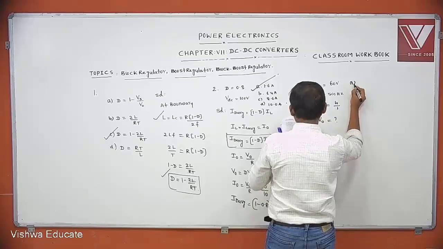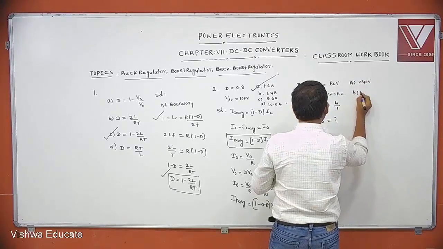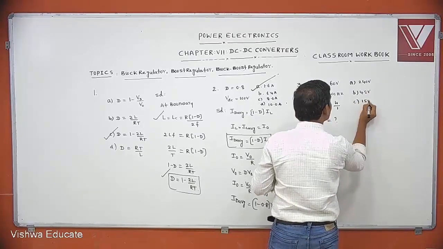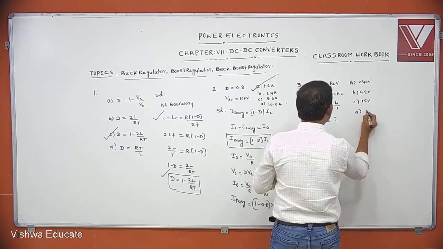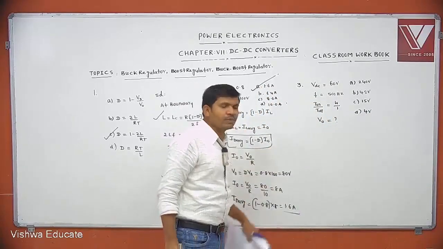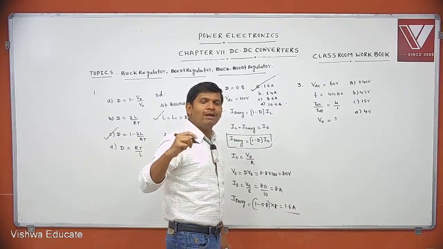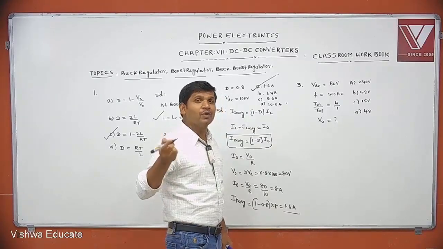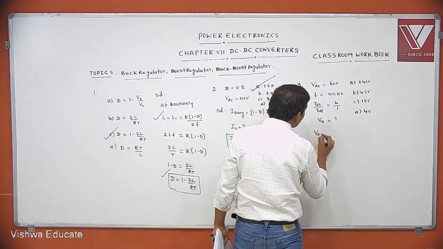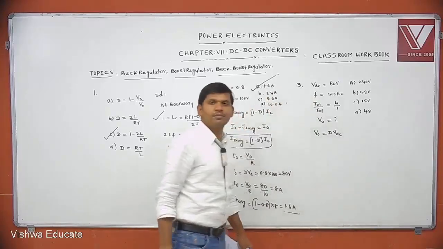What are the options given? Option A is 240 volts. Option B is 48 volts. Option C is 15 volts. Option D is 4 volts. This data is given, these are the options. Across the load a diode is shunted, which means buck regulator. In a buck regulator, V naught equals D Vs, or D VDC.